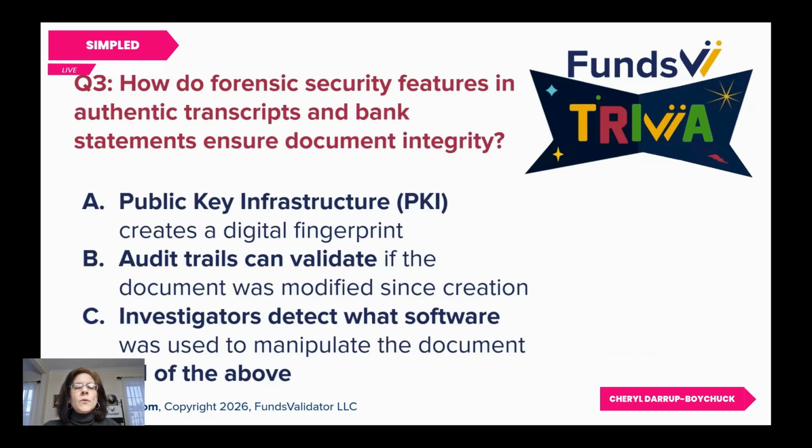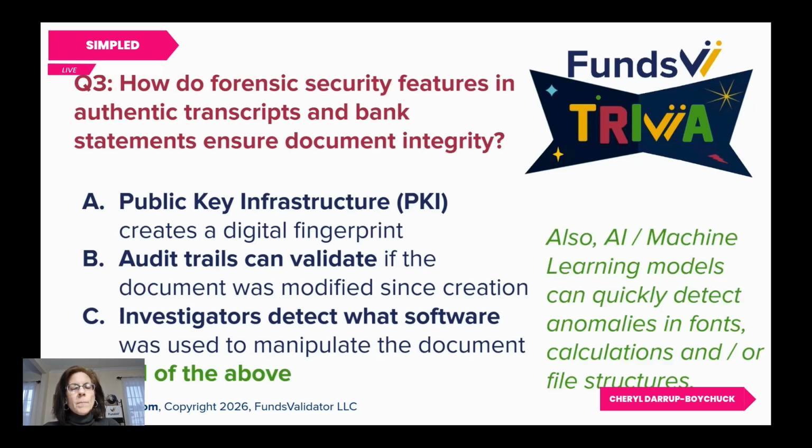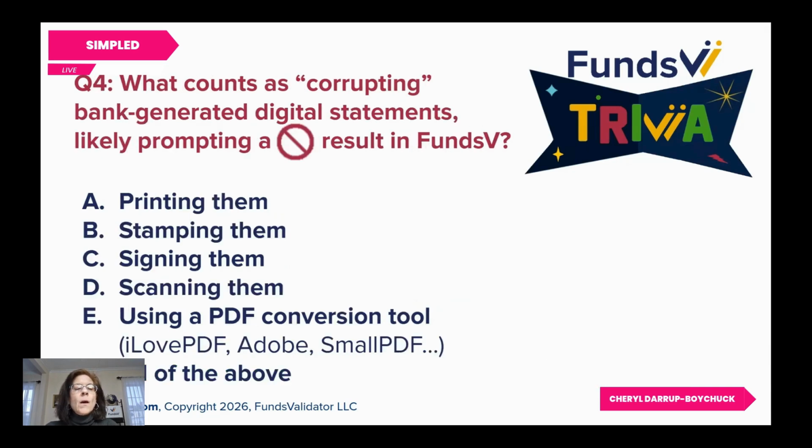So how do forensic features in authentic transcripts and bank statements ensure document integrity? Of course, these features are constantly changing, for example, with biometrics, which I personally find creepy. Turns out all of them, in part with the help of artificial intelligence and machine learning, which can quickly detect anomalies, create digital footprints, and even figure out what software, if any, was used to manipulate the document. It's all pretty fascinating. Part of our job is educating users about these processes to give qualified, genuine students the best chance to elevate their applications.